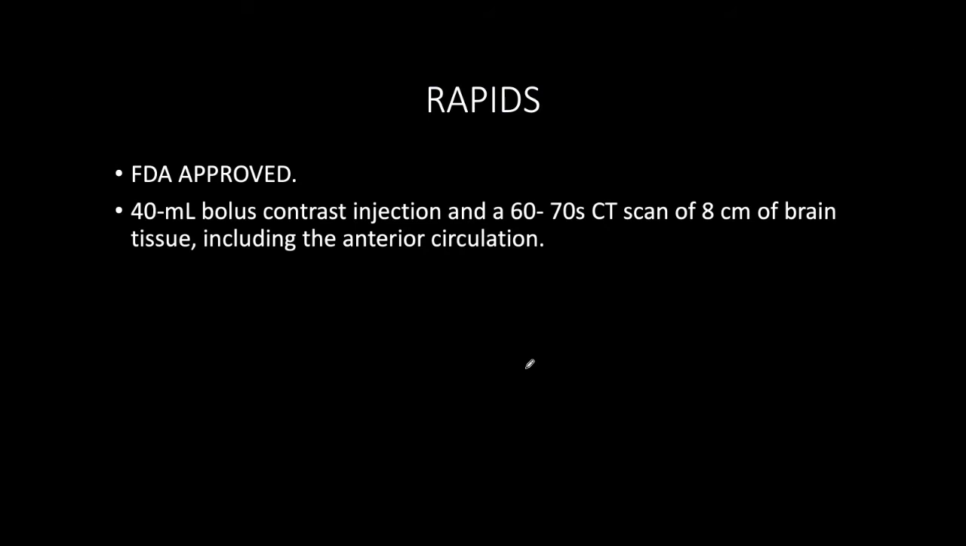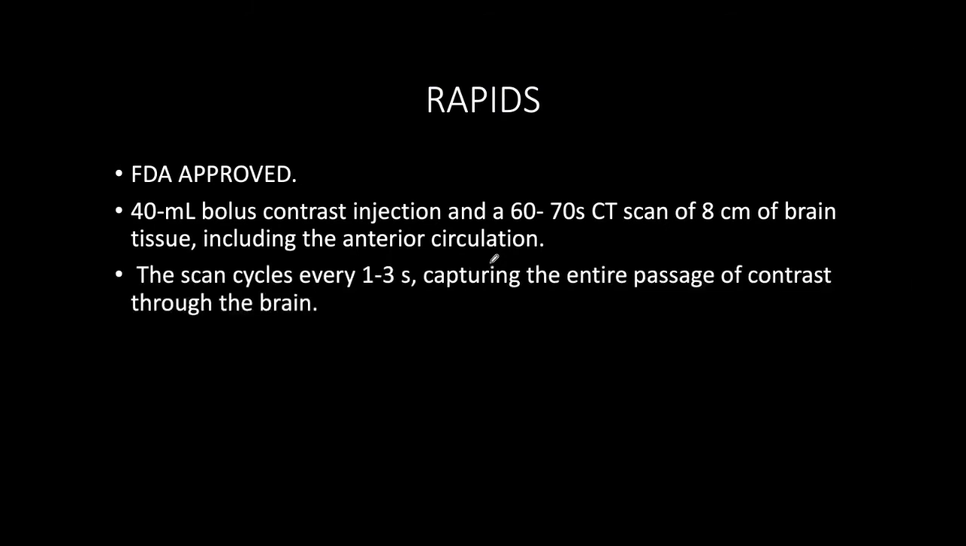Now, RAPID is the neurologist's best friend, isn't it? So it's FDA approved. The radiologist, some of us use it, we look at it, but we let you guys interpret it. So I'm just going to go over some of the things that you might want to quickly check. How do we do this? So we give a 40 ml bolus contrast injection and a 60 to 70 second CT scan of 8 centimeters of brain tissue is scanned, predominantly in the anterior circulation.